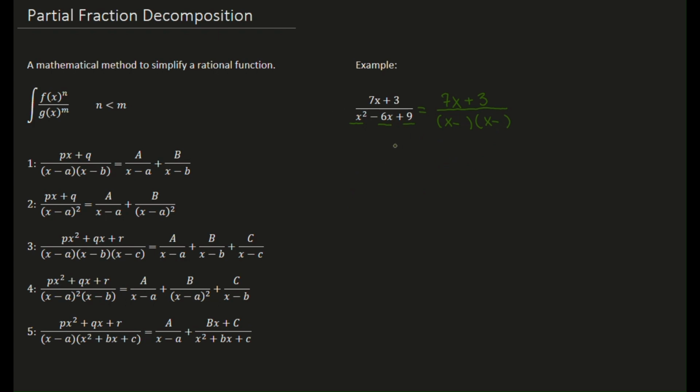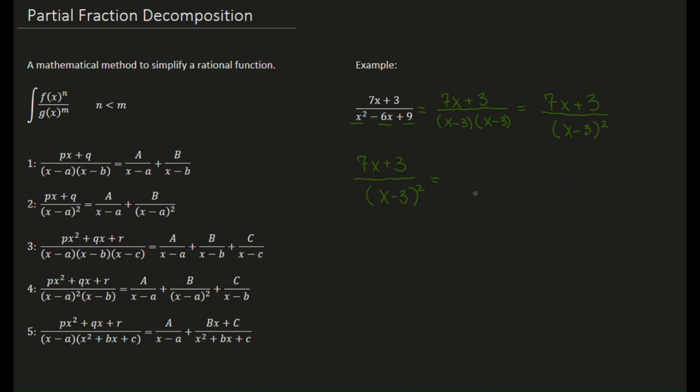Now I just look at what two numbers multiplied together to get 9 give me negative 6. You're probably already seeing that the number is 3. So it's x minus 3, x minus 3. Another way to write this, because I have the same value inside those parentheses, is x minus 3 squared. Now it is definitely looking like form 2.